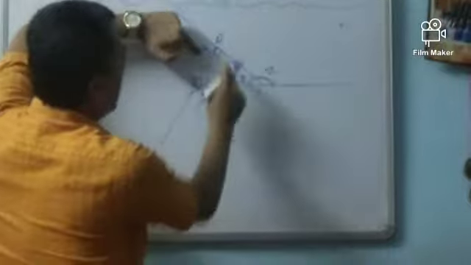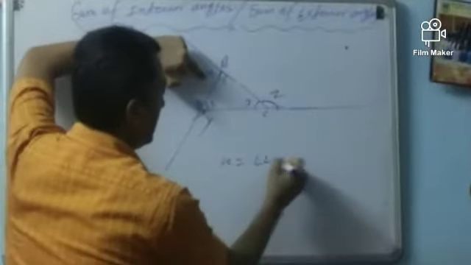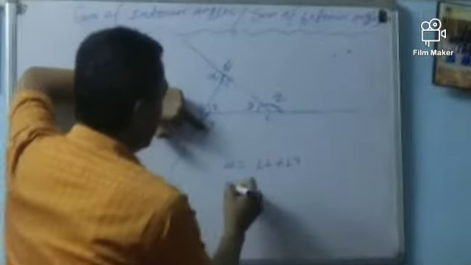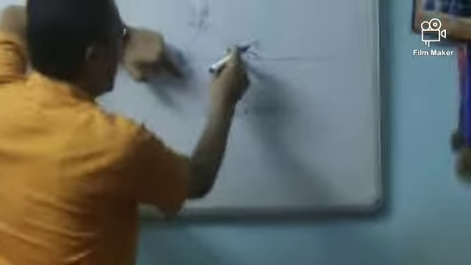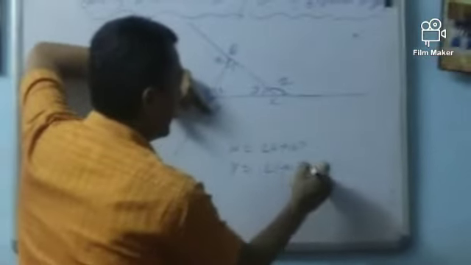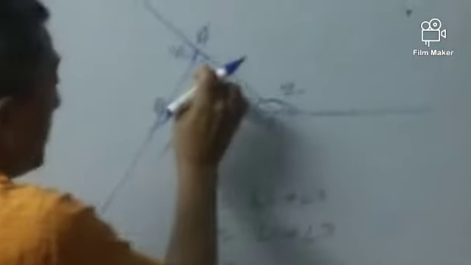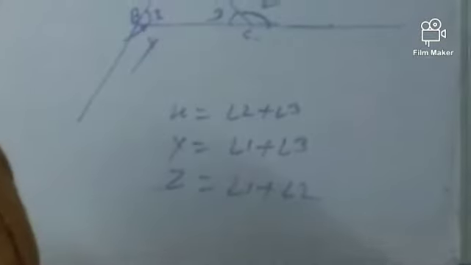So angle x is equal to what? What is the interior? Angle 2 plus angle 3. Similarly, when we take y, which are the opposite interior angles? Angle 1 and angle 3. When you take angle z, z is here. The opposite interior angles of z are angle 1 and angle 2.